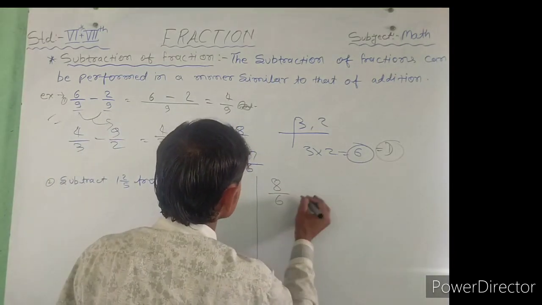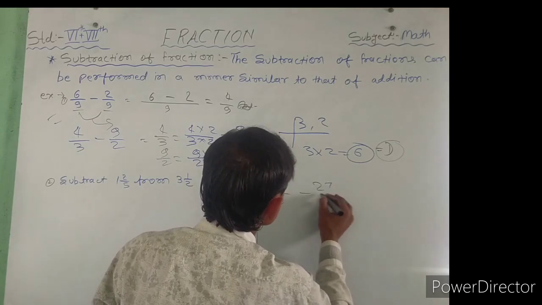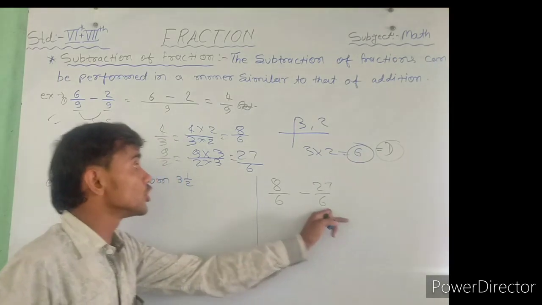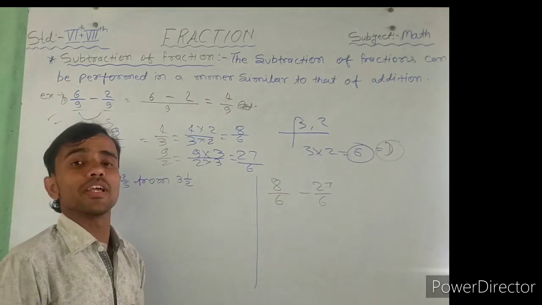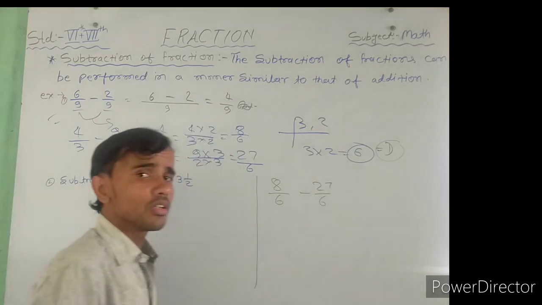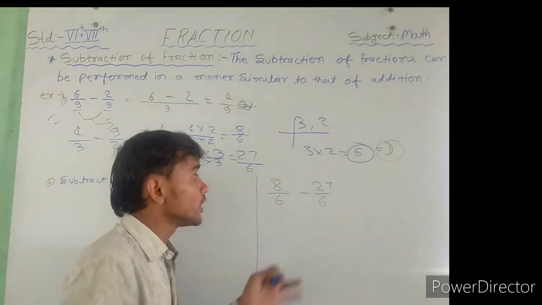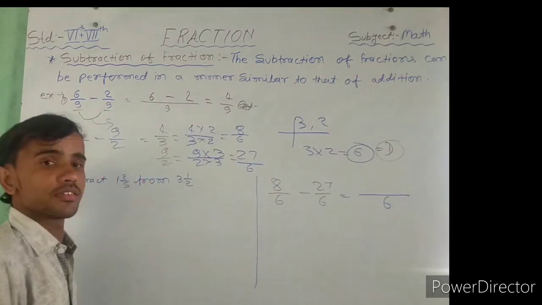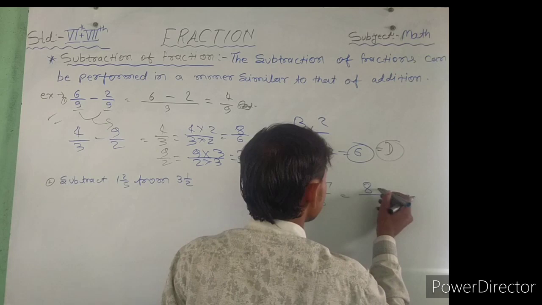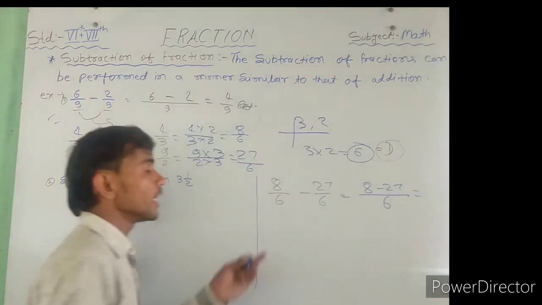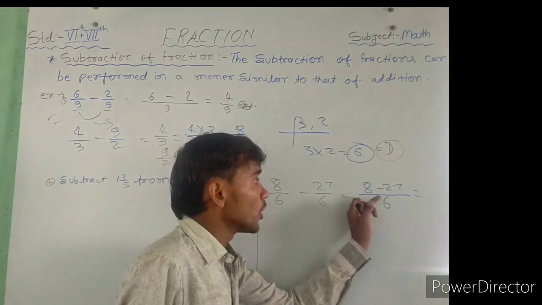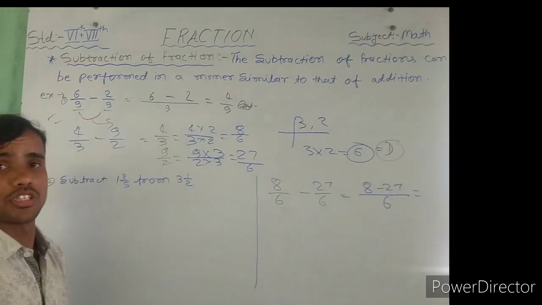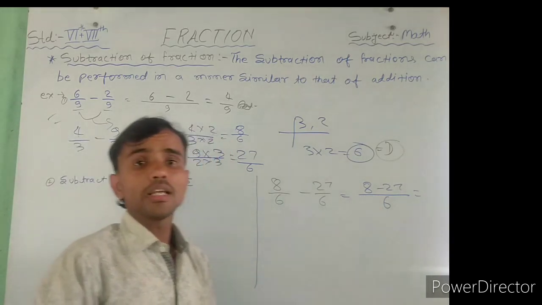So that's your 8 by 6 minus 27 by 6. That's your form of like fraction. So what you do: firstly you take the common denominator, which is 6, then you write 8 minus 27. So my dear students, the first number is smaller and the second number is greater, so the answer comes in minus.